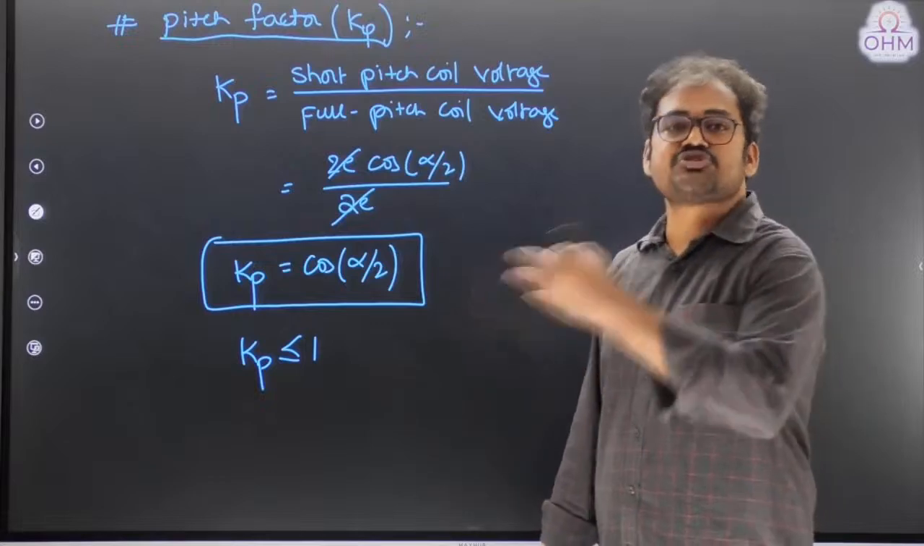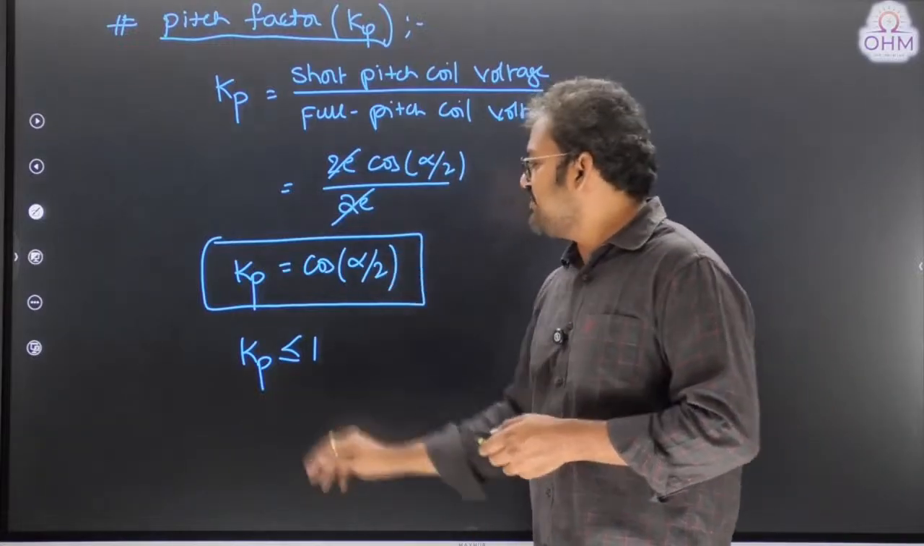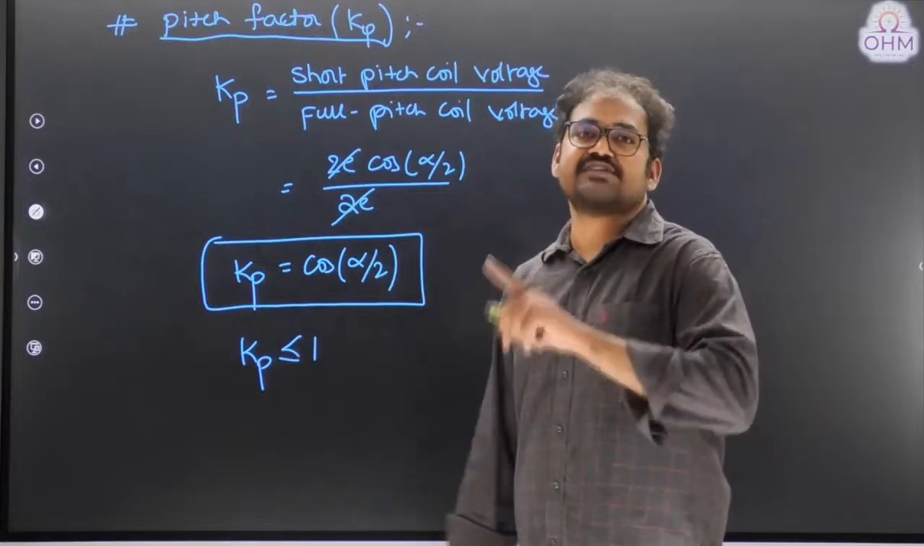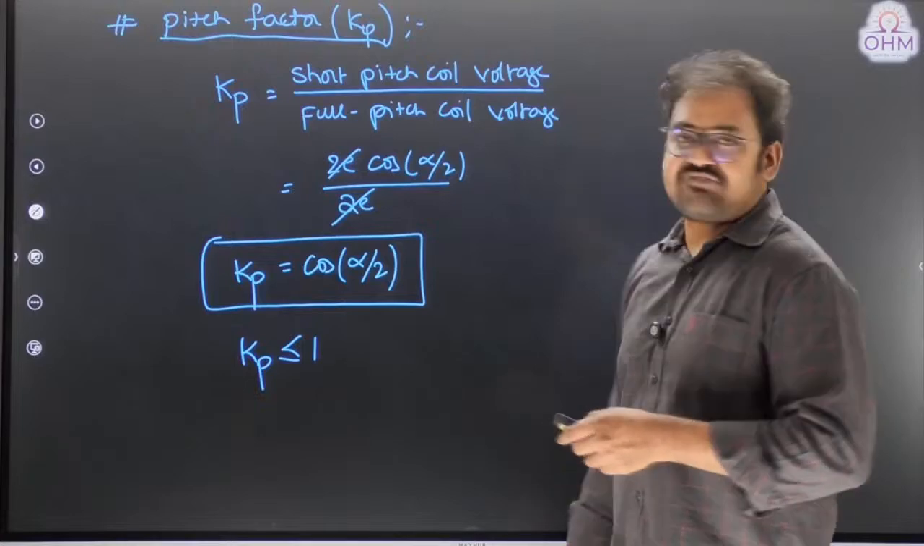But in case I use a short pitch coil, then alpha will not be 0, it will be a finite value, then pitch factor will be less than 1. Rather than equal to 1, it will be less than 1. So that is pitch factor.